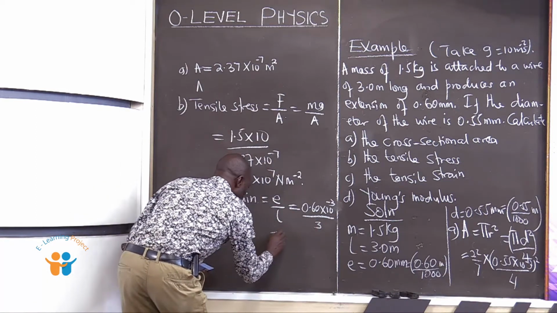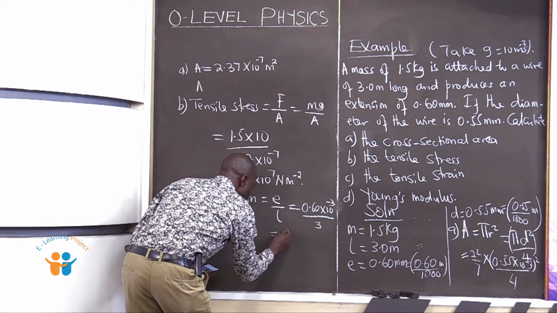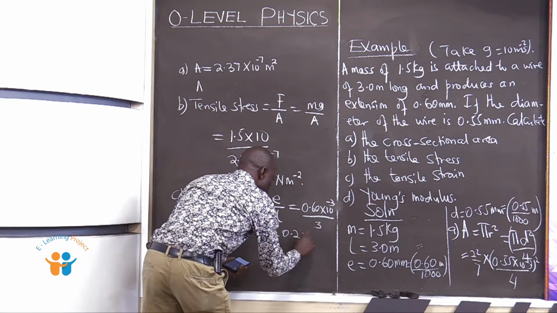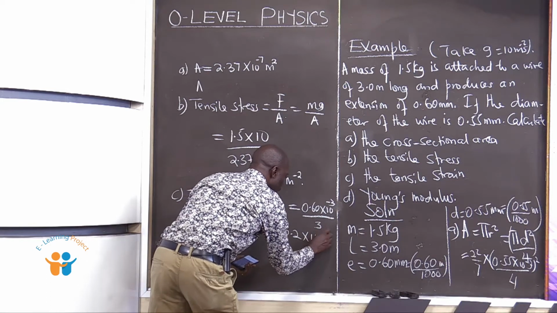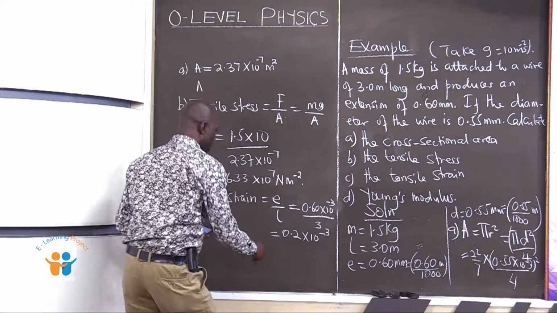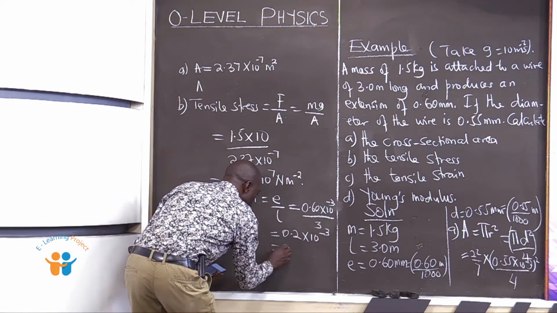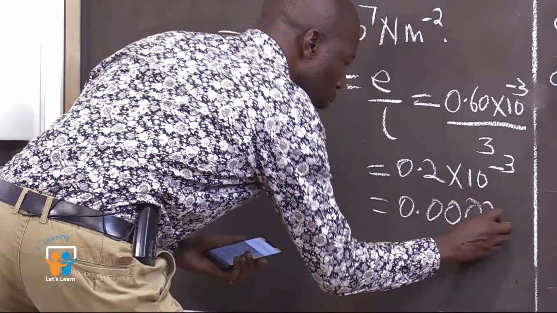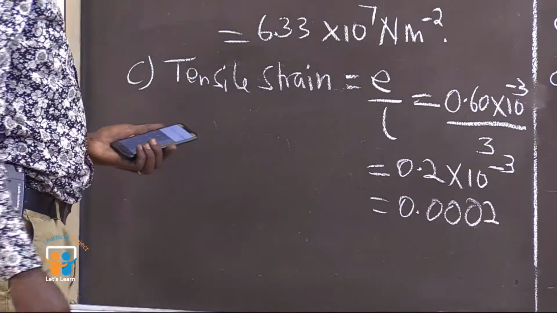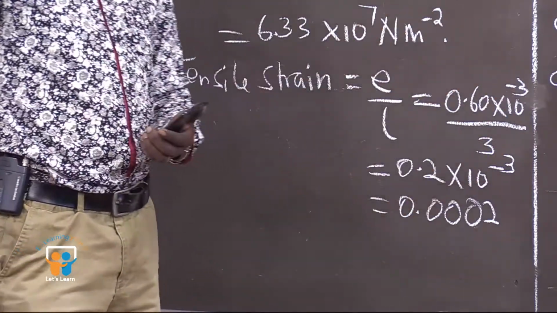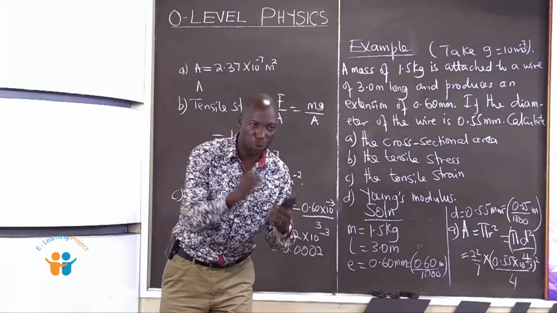So we get 0.2 times 10 to the power negative 3. And this will give us 0.0002. Remember, it has no units, so we just leave it like that. And that is tensile strain.